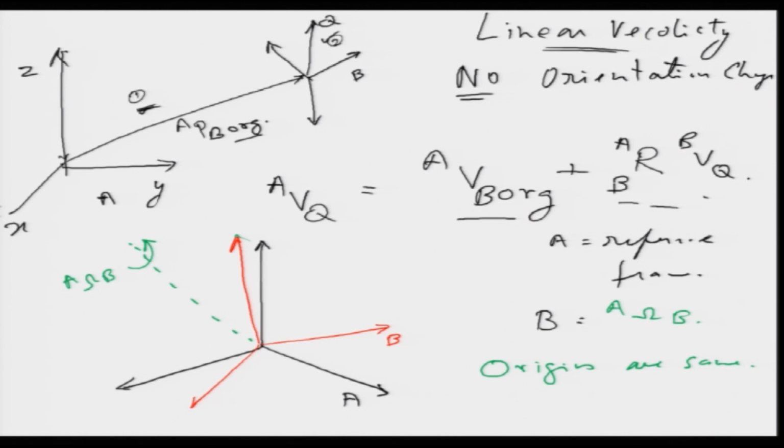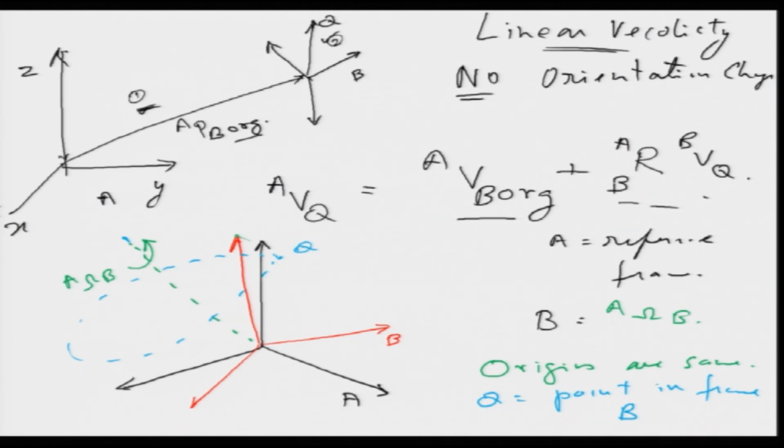Now what we are trying to see is this: if we have a point, let us call this point Q, which is fixed on frame B, then because frame B is rotating about this axis with an angular velocity, this point Q will start rotating about this axis also. Now, that is quite clear.